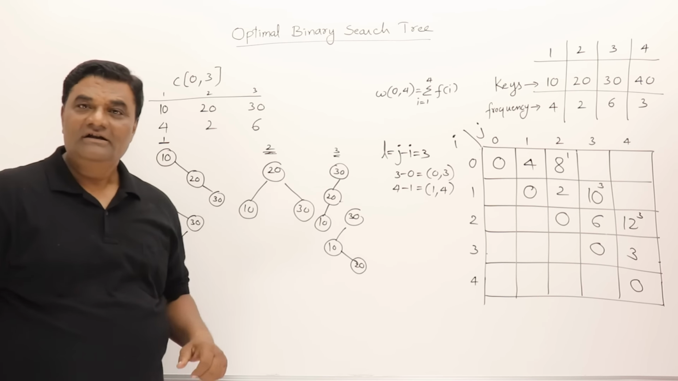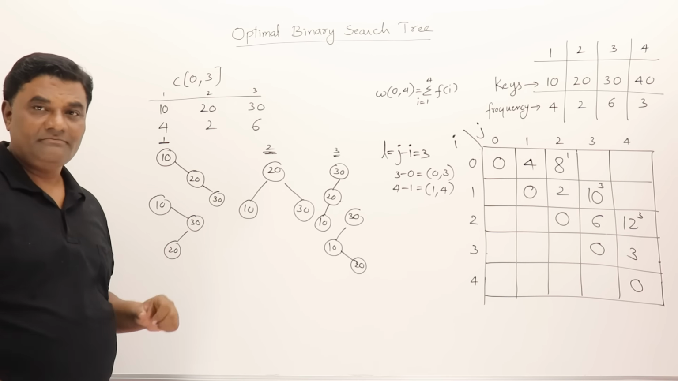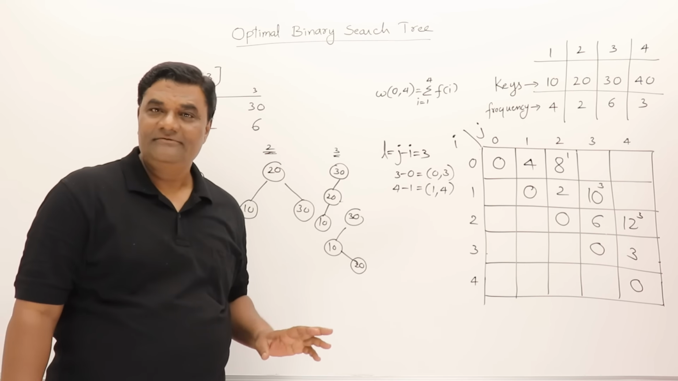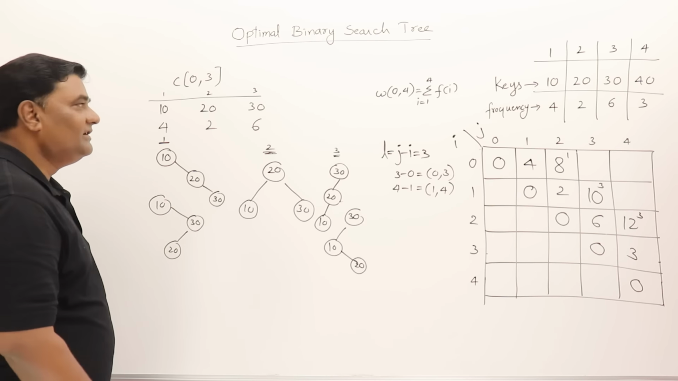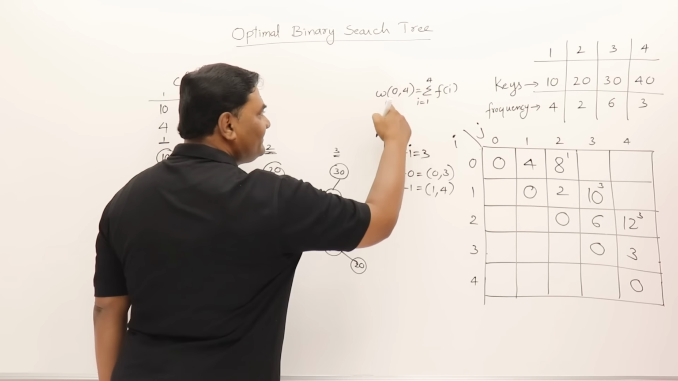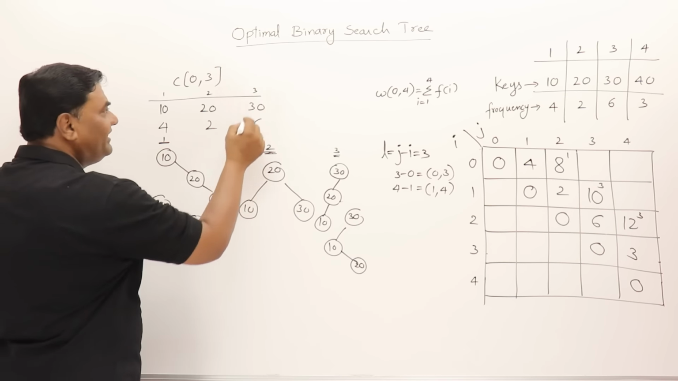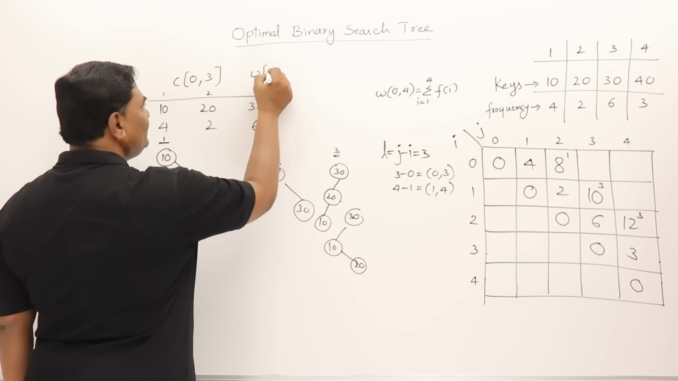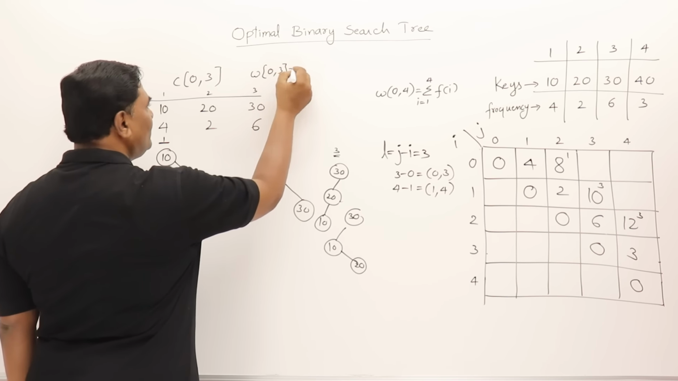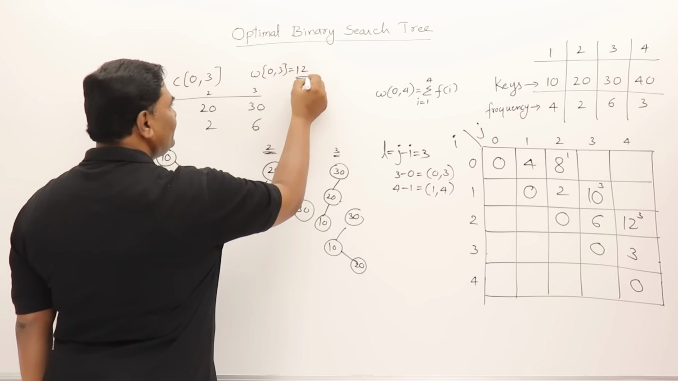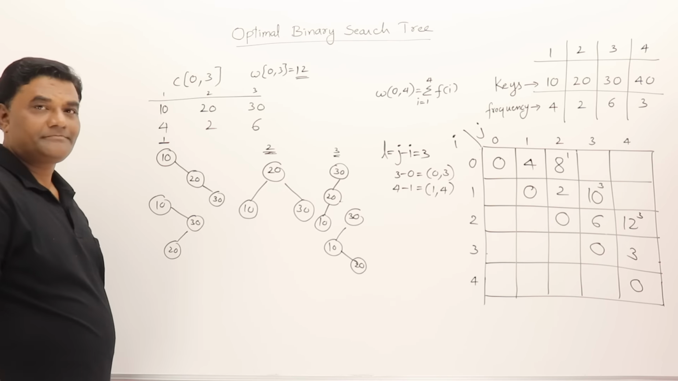Now out of this, which one is minimum? So for this, I will use the formula directly, right? I will not calculate them. So formula, if you remember this one, sum of the frequencies. So we have to take from 0 to 3. So if I find out weight of 0 to 3, directly I will find out how much it is. 4 plus 2 plus 6. So this is 12. So let us use this 12 every time.